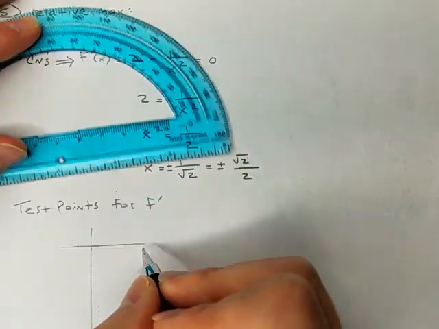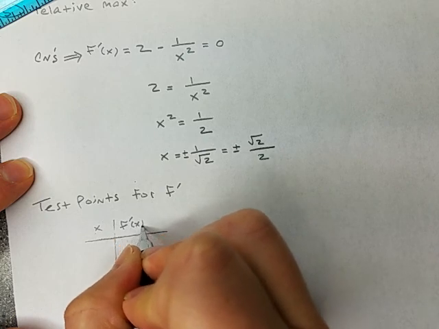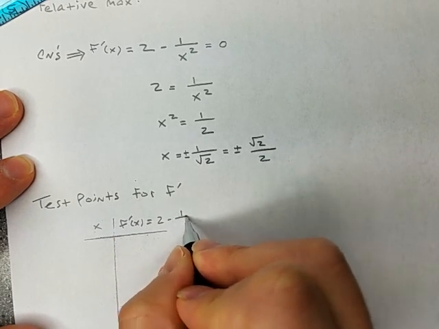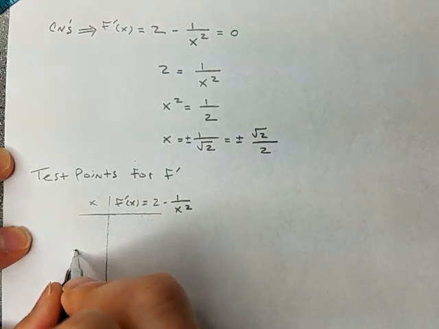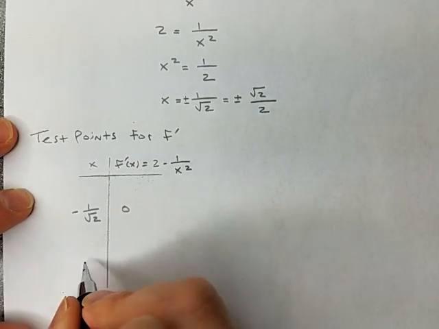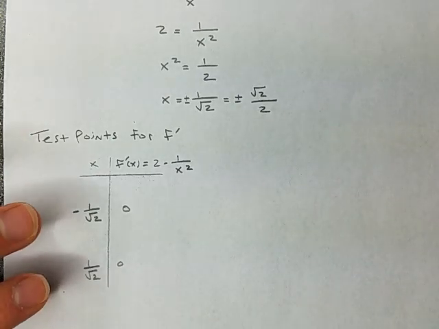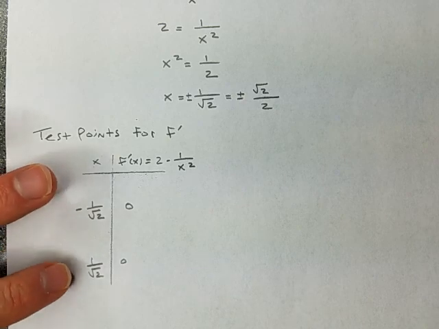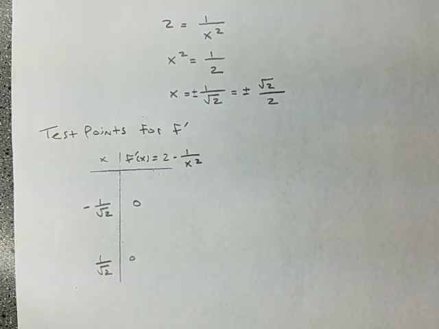But anyway, all right, so here's my table. There's x, and I need to test the derivative. F prime x being 2 minus 1 over x squared. So far, I know that at negative 1 over root 2, the derivative is 0. And at positive 1 over root 2, the derivative is 0. Okay. Now, I need to test some numbers outside of and in between that. That number right there is about 0.7, I think. Yeah, I should know that. It's 0.7.